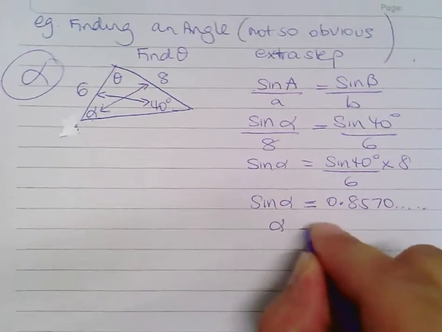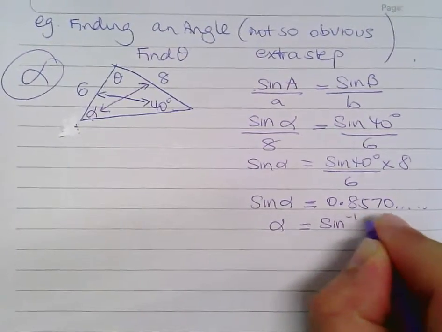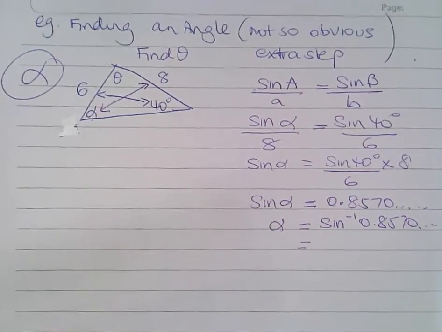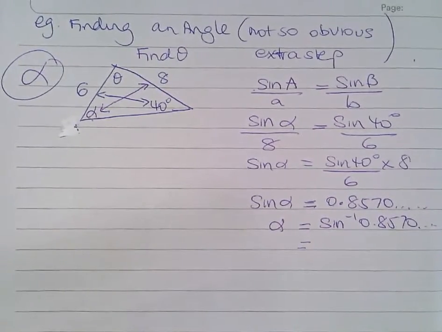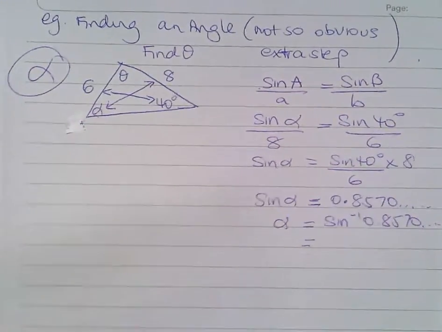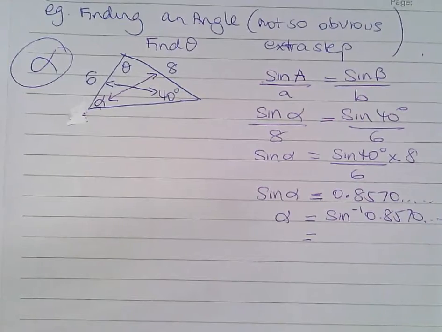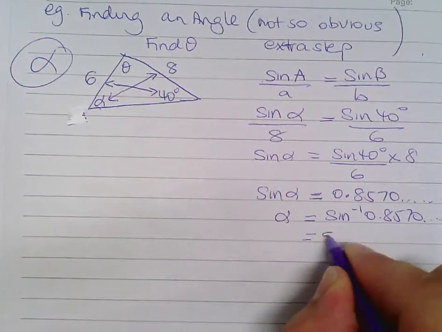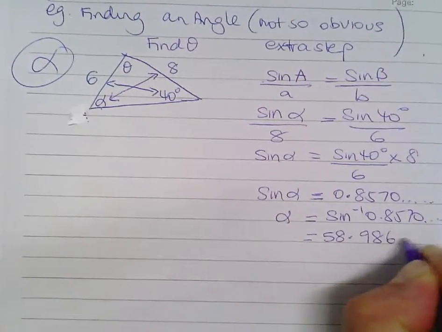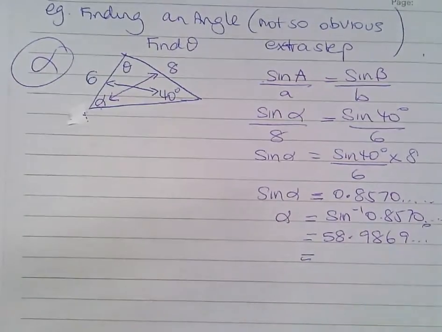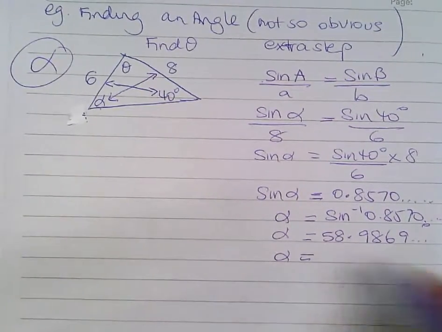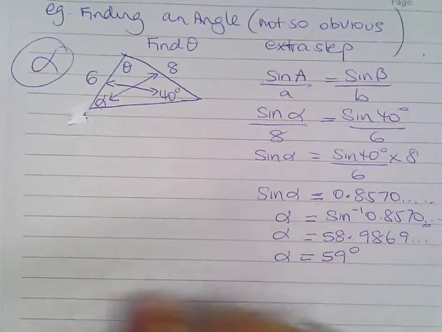All right. Alpha, sorry, is sine to the minus 1 of that. You do not cancel it out. You go shift, sine, answer, equals. Otherwise, you're going to have a rounding error. Otherwise, you've got to write down every single decimal place. What do you get? 58.9869, etc. degrees. Can I have that to the nearest degree? Nearest degree? Yeah, 59 degrees.